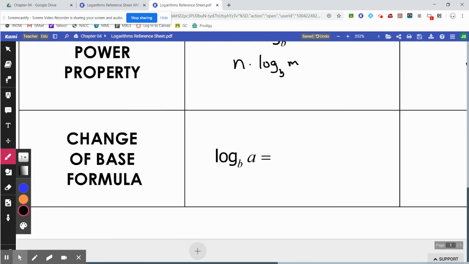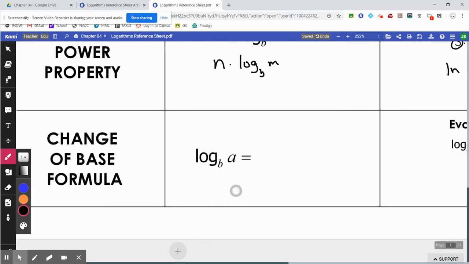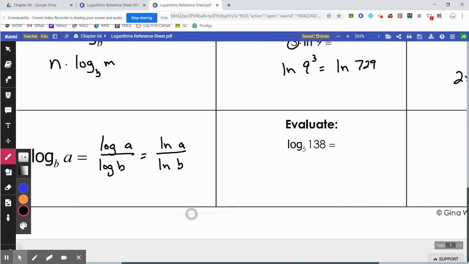Next up, change of base formula. If you have a log base b and you need to type it into your calculator, log base b of a could be written or typed into your calculator as the log of a divided by the log of b, and change it to a base 10. Or you could change it to a natural log base. You could do the natural log of a over the natural log of b and change it to a base e. So either one of those would work.